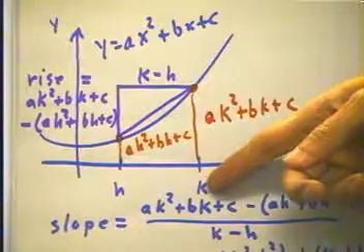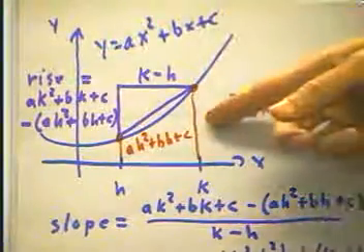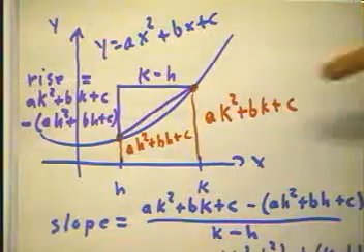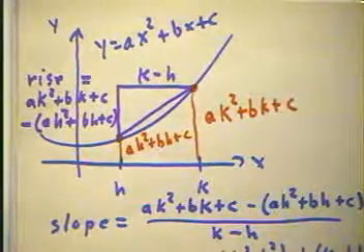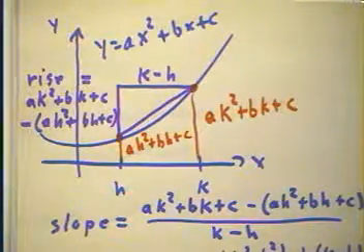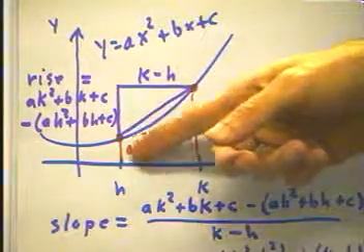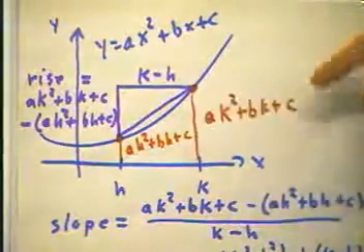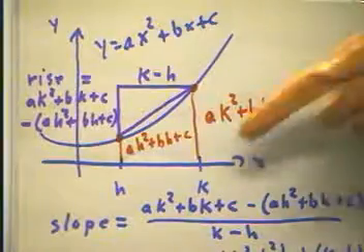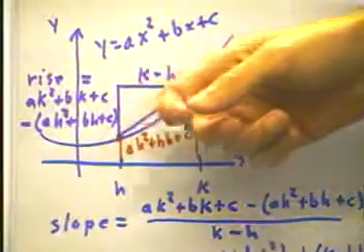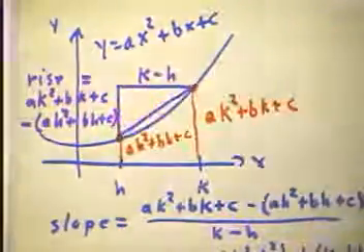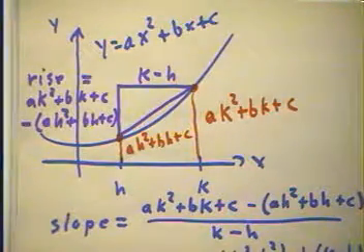The value at x equals k, well, we plug k in for x and we get ak squared plus bk plus c. That's the value here. The slope, the average slope, is the rise divided by the run. The rise is from ah squared plus bh plus c to ak squared plus bk plus c, and that's going to be ak squared plus bk plus c minus the quantity ah squared plus bh plus c.